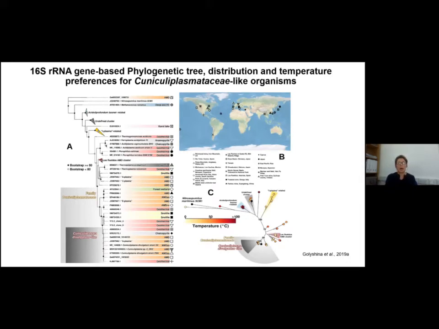Right. Our analysis of metagenomic data across the globe showed that Cuniculiplasma-like organisms are represented widely in acid mine drainage places. We have also discovered the presence of Cuniculiplasma-like organisms from the high Arctic, from Svalbard samples, and Cuniculiplasma is also able to populate geothermal environments.